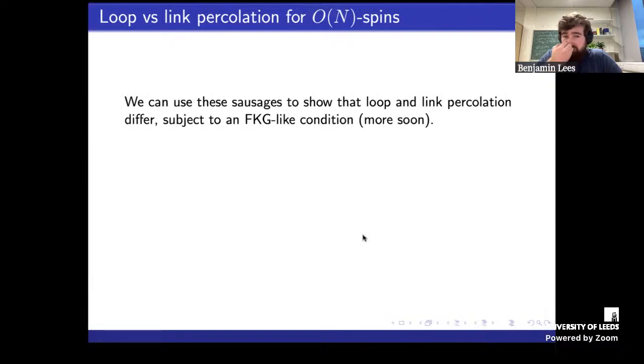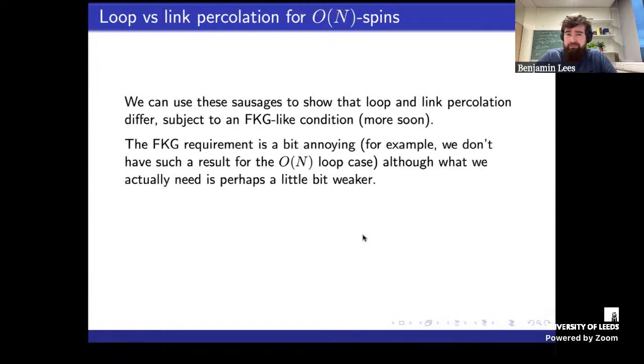So we can use these sausages to show that loop and link percolation differ, but we will require, somewhat annoyingly, or currently require, that a kind of FKG condition is satisfied, which in particular we don't have for O(N) loops. So it's a bit annoying, to be honest. If it's true for the O(N) spin case, which I'm not 100% convinced it is, then we don't have a proof for it anyway. And it seems very difficult in general to prove.